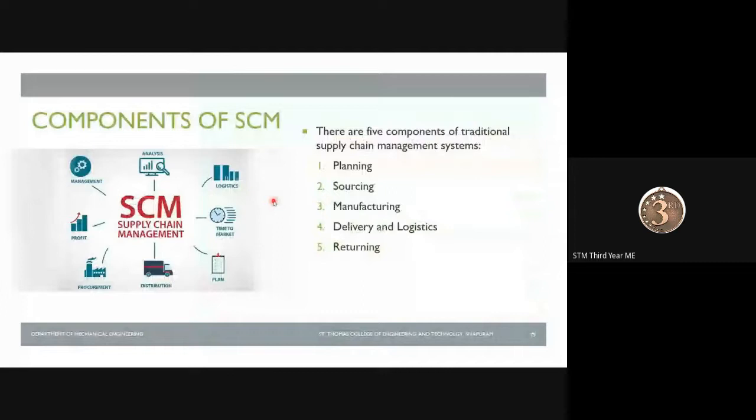Next, we will look at some of the components of supply chain management. There are basically 5 components: planning, sourcing, manufacturing, delivery and logistics, and returning. So we'll look at each and every one of them.